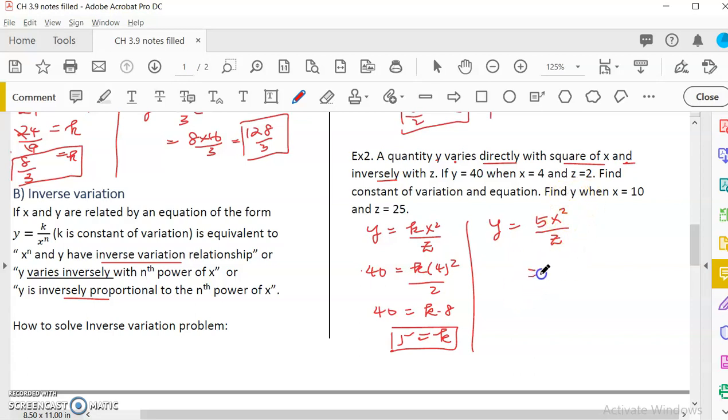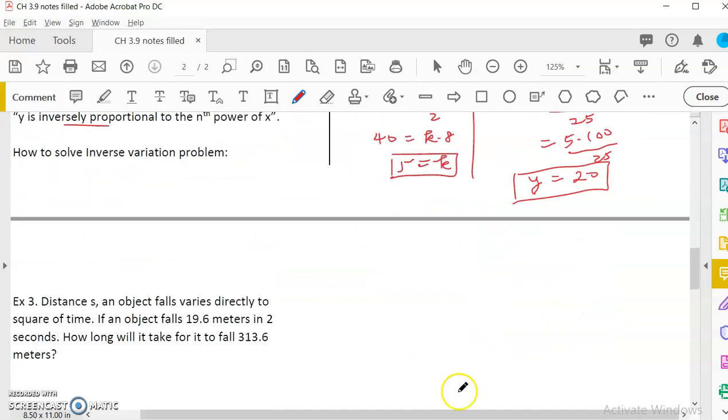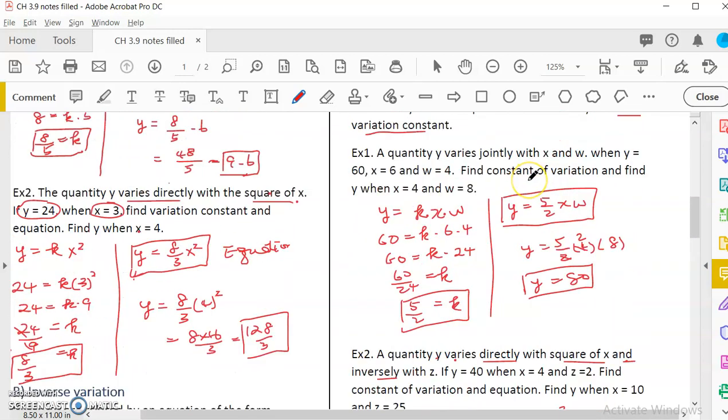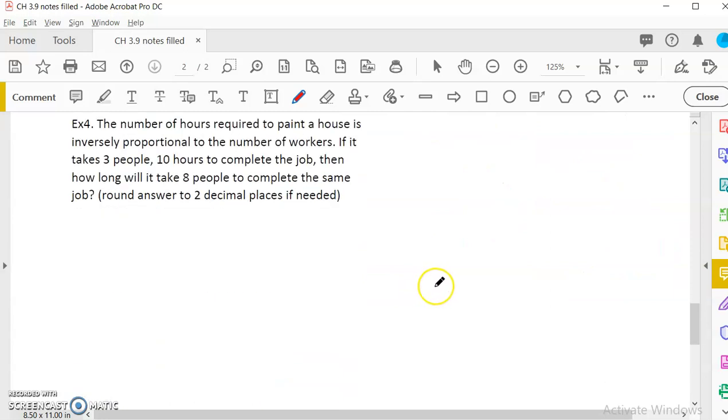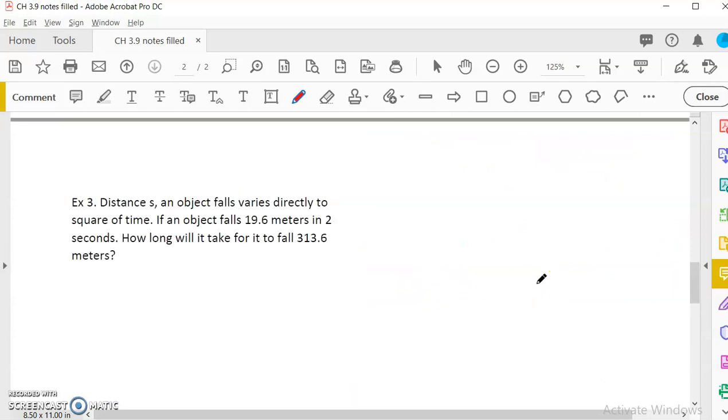Find y when x is 10 and z is 25. We use 10 squared because it varies with the square of x. So 5 times 100 over 25. 100 over 25 is 4, and 4 times 5 is 20. So y is 20. That's basically what joint variation is. You are usually given one variable that varies directly and inversely with something else, and that is what we use to solve questions like this.